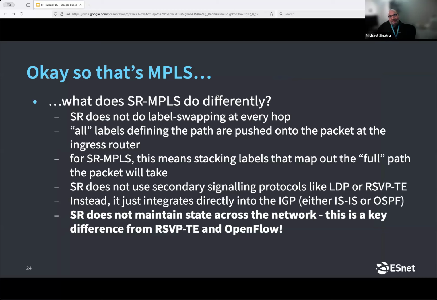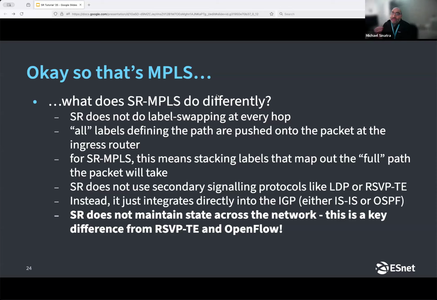And so segment routing over MPLS is different in the sense that it does not do label swapping at every hop. Every label that the packet's going to need in order to get forwarded to its destination is pushed onto the packet when it goes into the network. So the ingress router is the one that programs the packet to do everything it's going to need in order to get to its destination. In some cases, it may only have one label, and that just means take the shortest path to this particular node in the network. In other cases, it may have lots of labels that specify exactly the path that it's supposed to take. Segment routing does not use any kind of secondary protocol like LDP or RSVP-TE. Instead, it integrates directly into the IGP.